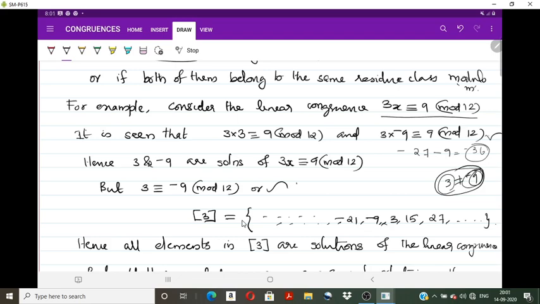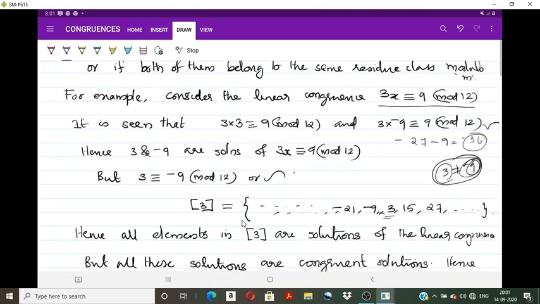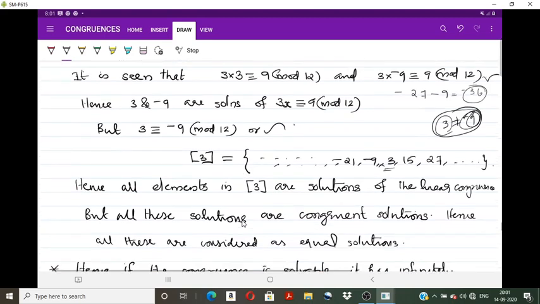Each element of this set is a solution of the linear congruence, and all these are equivalent, or equal, solutions. So when we get one solution, all the elements in its residue class are also solutions. So if a linear congruence is solvable, then it has infinitely many solutions. But we are interested in finding the incongruent, that means not equal, solutions.